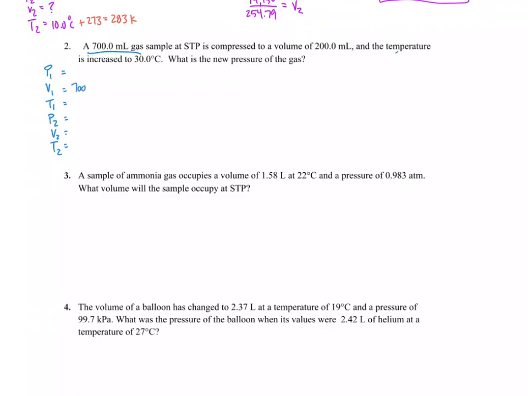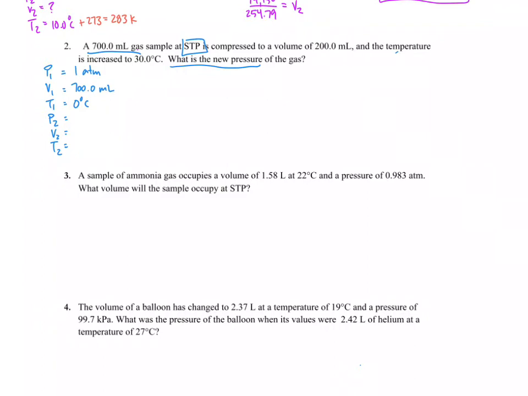So 700 milliliters. It's at STP, standard temperature and pressure. Standard temperature is 0 degrees Celsius. Standard pressure is 1 atmosphere. I'm going with atmospheres because I don't know what the new pressure is. Essentially, this pressure could be anything as long as your new pressure is in the same unit. So I'm just going to go with atmospheres. It's going to make the calculation a little bit easier.